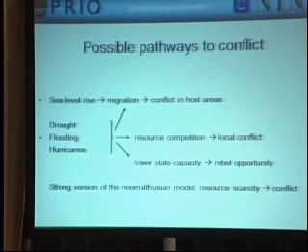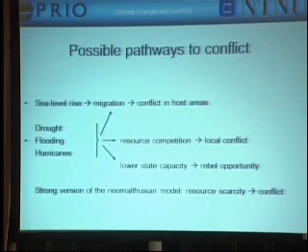The most obvious and perhaps most frequently publicized one is that sea level rise will force people to migrate, and this might lead to conflict in the areas that receive the migrants. Another or related scenario is that increased natural hazards such as drought, flooding, and hurricanes will lead to resource scarcity and resource competition and local conflicts. But it may also lead to migration out of the areas affected by the drought, and that gets us back into the first causal chain.